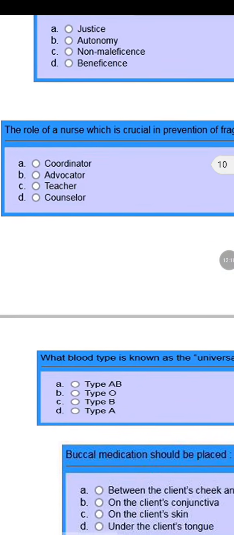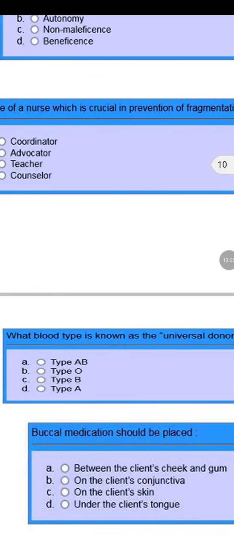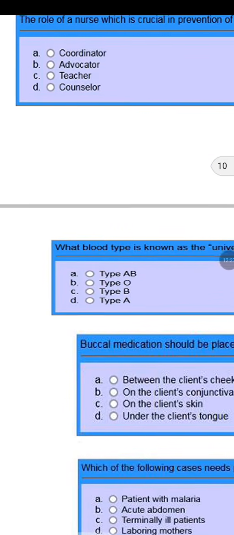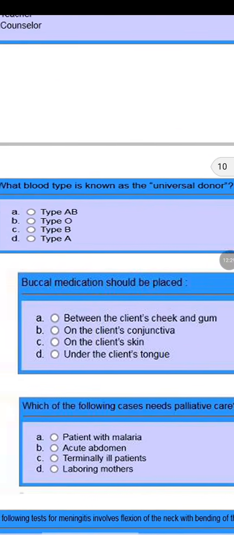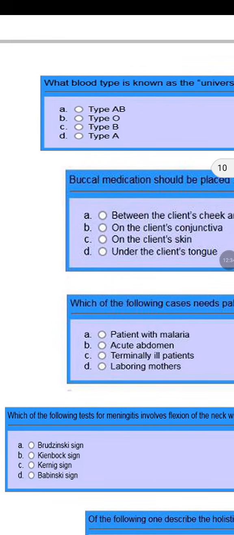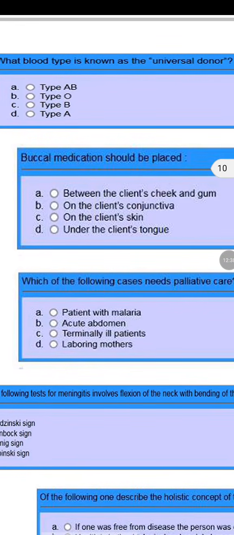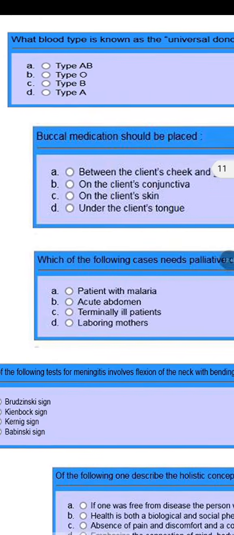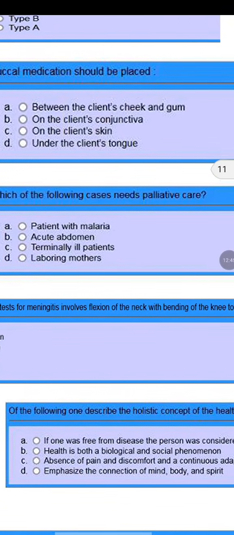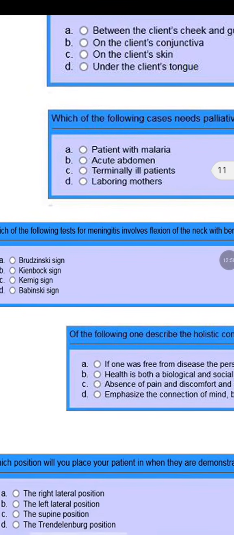The role of the nurse, which is critical, is prevention of care. What blood type is known as the universal donor? Type O. Which of the following cases needs palliative care? A terminal inpatient.